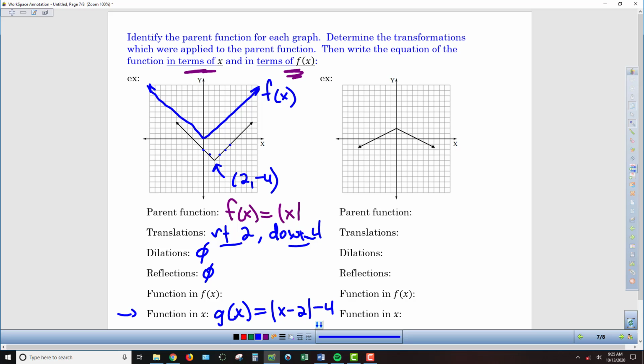2 minus 2 is 0. Absolute value of 0 is 0. 0 minus 4 is indeed -4.